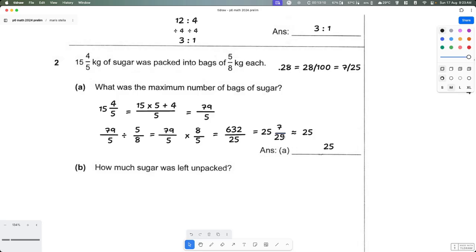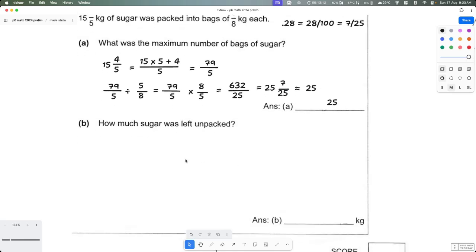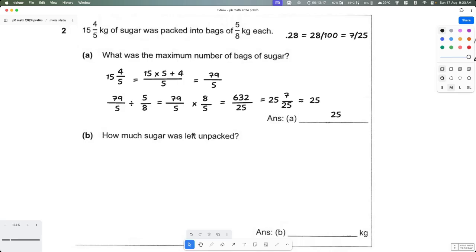Okay, let's move on to the next question. Part B: How much sugar was left unpacked? So we have 7 out of 25 bags remaining. So we multiply this: 7 out of 25 multiplied by 5 out of 8.